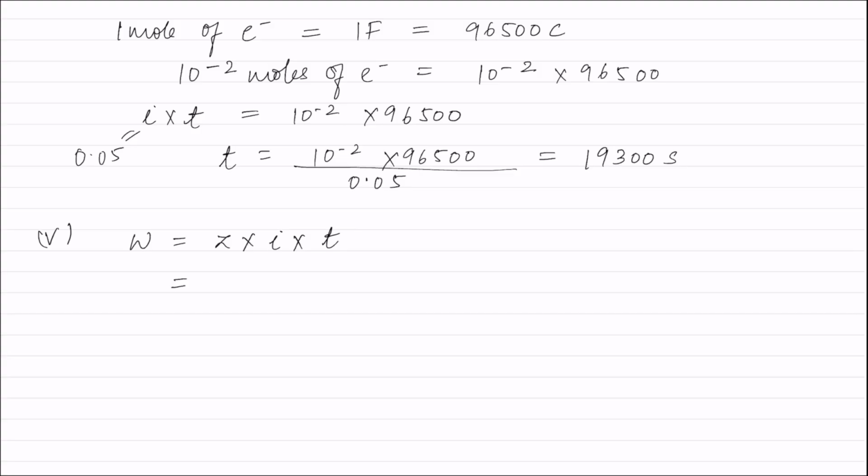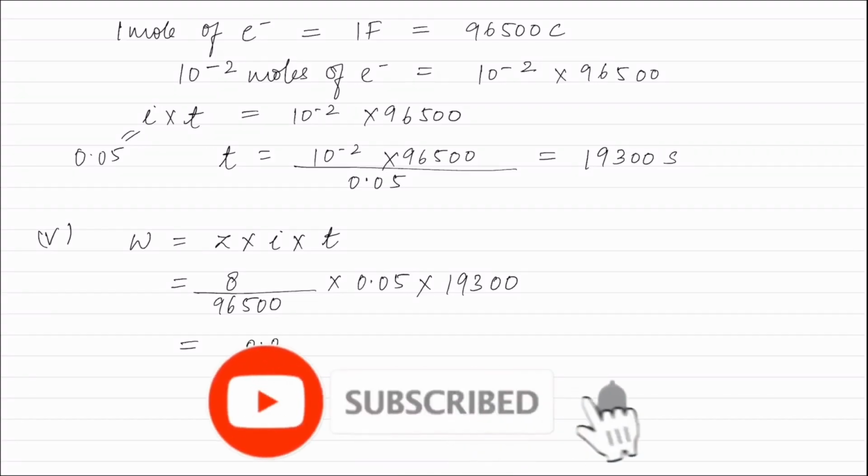Therefore, Z for oxygen will be equal to equivalent weight of oxygen, that is 8, divided by 96500 coulombs into current, which is 0.05 amperes, into time, which is equal to 19300 seconds, because this is the time which is required for the entire process of electrolysis. Therefore, weight of oxygen evolved at the end of electrolysis will be equal to 0.08 gram.